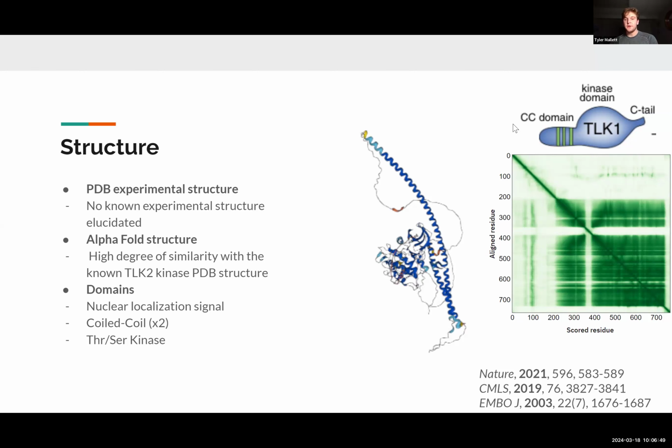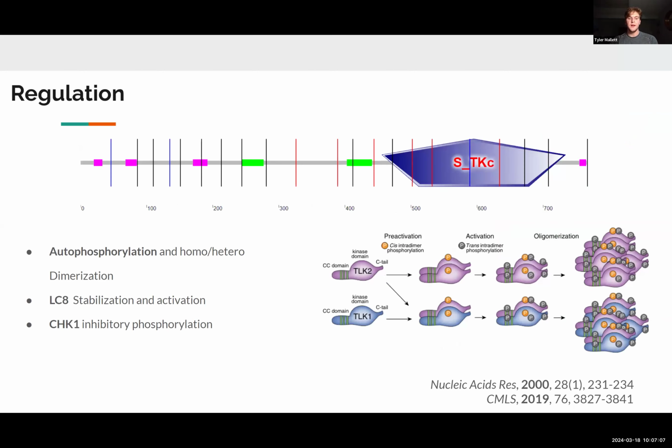The domains include a nuclear localization sequence on the N-terminal portion of the protein, two coiled-coil domains from amino acids 244 to 277, as well as 403 to 441, as well as that kinase domain from amino acid 456 to 734, with 760 amino acids overall. Regarding regulation, this protein has been shown to be activated by cis autophosphorylation events in its kinase domain, and phosphorylation events here allow for conformational changes in its coiled-coil domains, allowing for cis and trans phosphorylation, which are shown in green, as well as at its C-terminal tail.